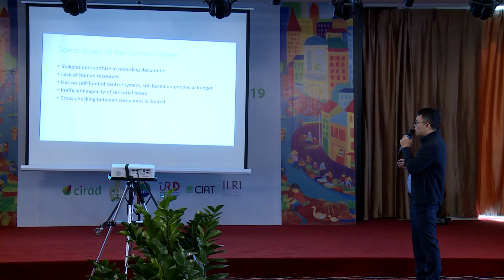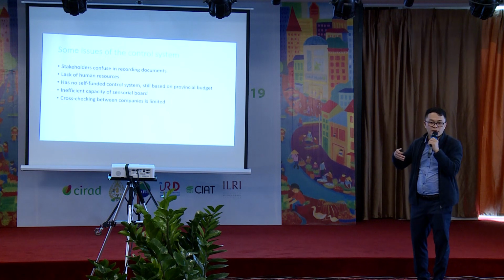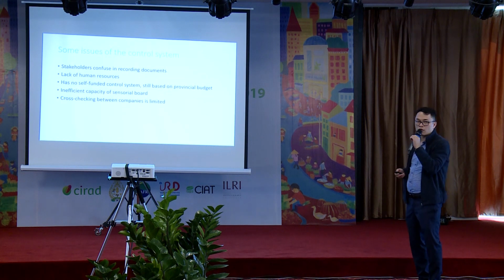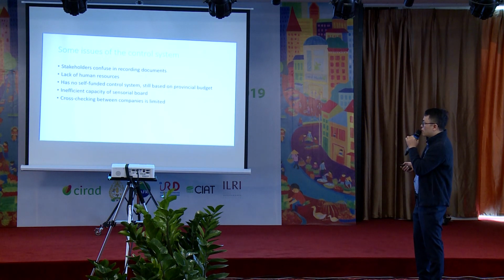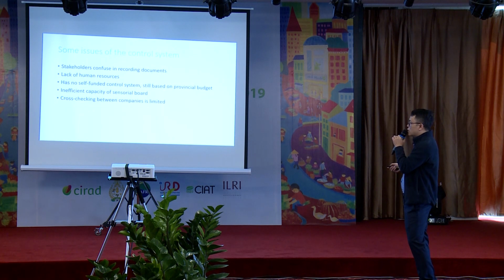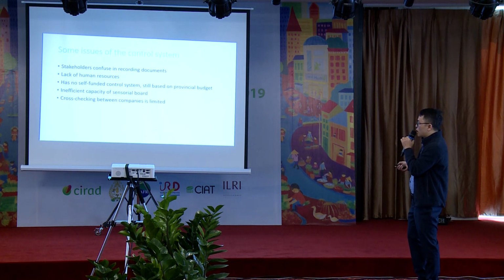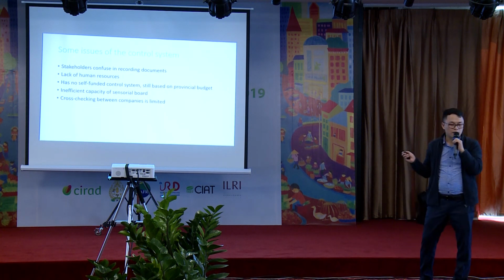The third one is that at the moment there is no self-funded control system. The budget for control activities still comes from the people's committee, not from the association themselves. Another one is the low capacity of the sensorial panel. We trained them, but the capacity is still very low and weak. And the last one is that cross-checking between companies is still limited. So those are the issues.